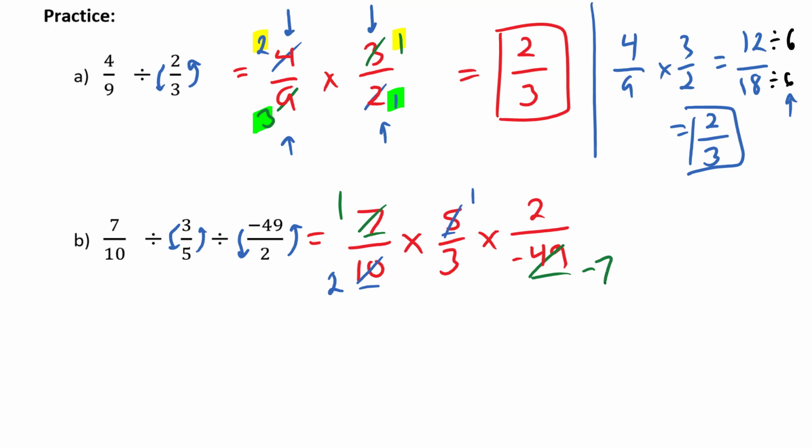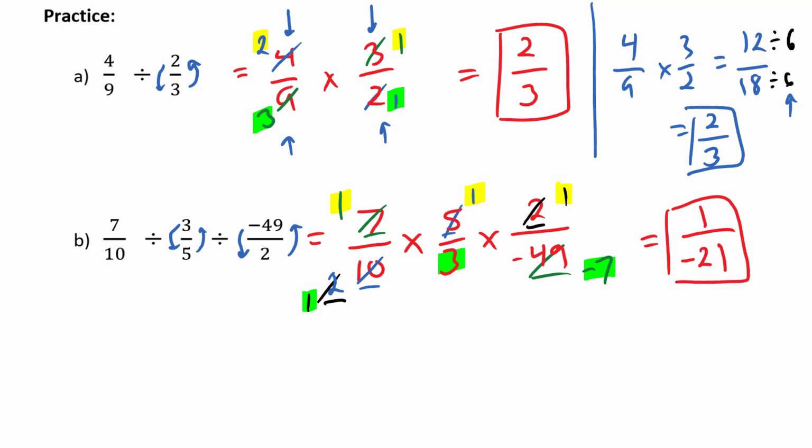And I'm not sure if you see the next one. I have a 2 here and a 2 here. So I can actually cancel 1 2 out of there and 1 2 out of there. Now I multiply 1, 1, and 1. And I multiply 1, 3, and minus 7. And in the end, I get 1 over minus 21. Can I simplify that down? I cannot. Final answer.